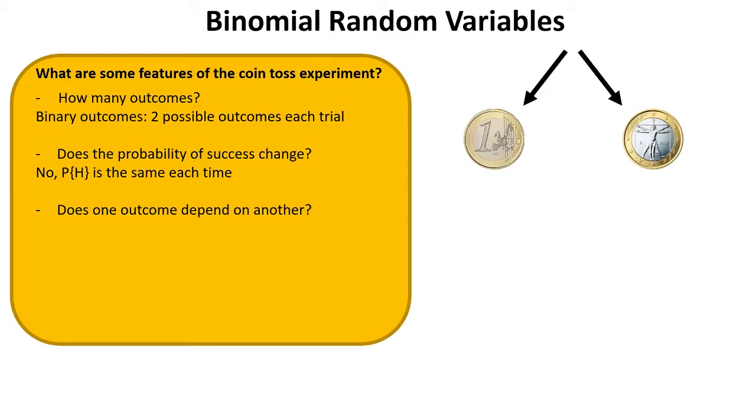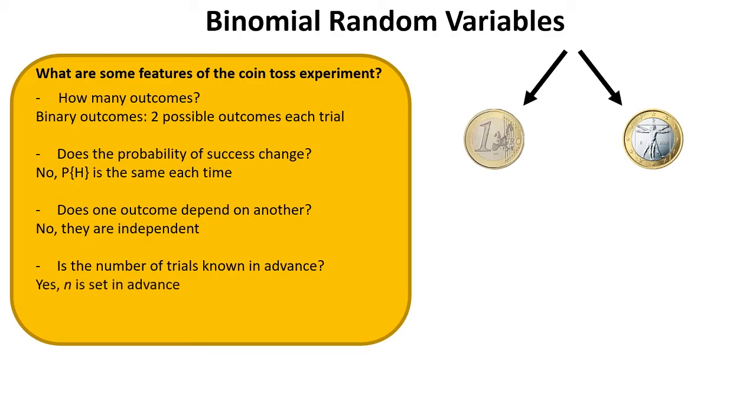Does one outcome depend on another? No, we mentioned they are independent. If you flip heads on one, it doesn't affect the next flip whatsoever. And is the number of trials known in advance? In this case, we said that we're going to flip the coin twice, so yes, we did set the number of trials in advance.